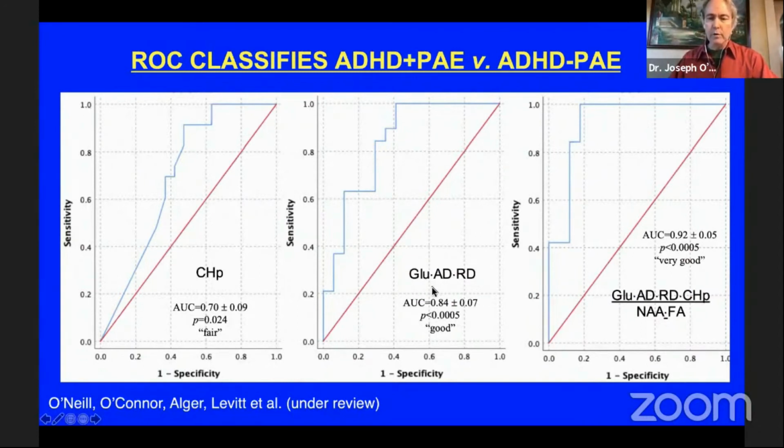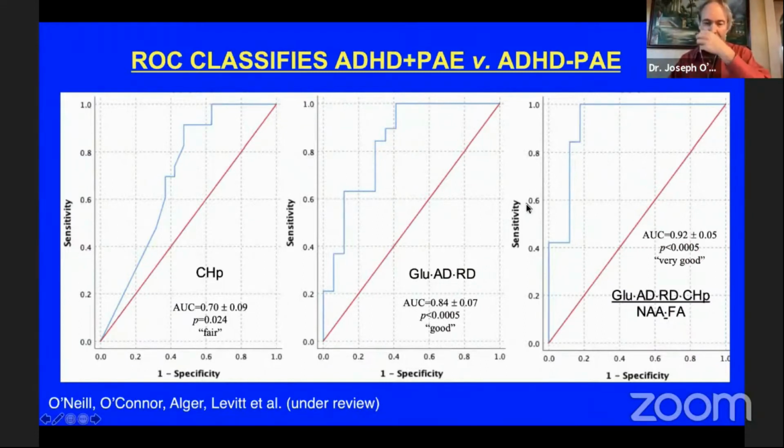So then we looked at neuroimaging alone. In this, for example, the metric glutamate times AD times RD achieved an AUC of 0.84, which was highly significant and which qualifies as a good separation of the two groups. And you can see it has a much bigger area under the blue curve here.